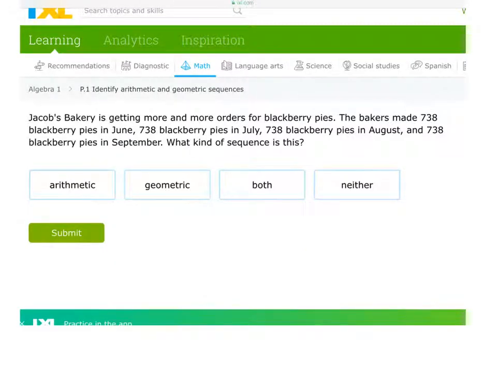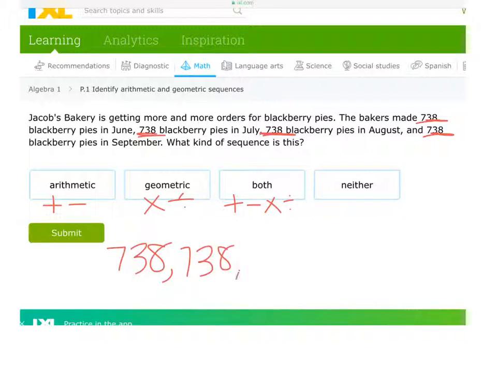In this example, Jacob's Bakery is getting more and more orders for blackberry pies. The baker makes 738 pies in June, 738 in July, 738 in August, and 738 in September. So we want to figure out what kind of sequence this is. Review: arithmetic is adding or subtracting. Geometric is multiplying or dividing. Both means we could do either, and then there's neither. So we have 738, 738, 738, and 738.